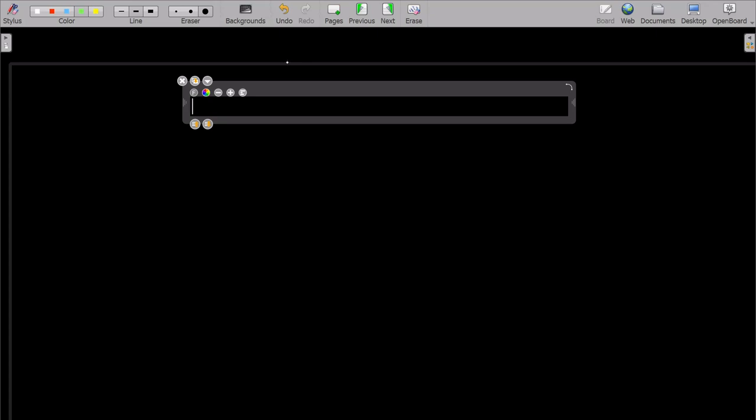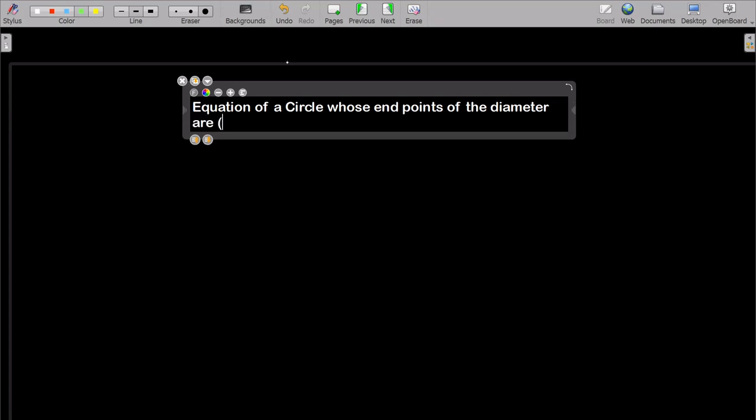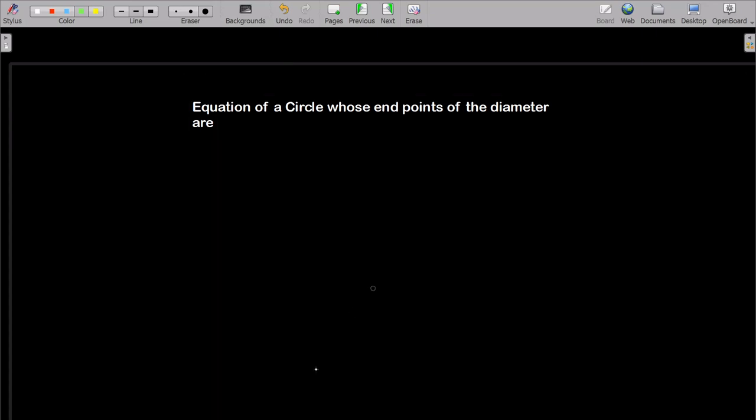So we have to write the equation of a circle whose endpoints of the diameter are negative 4 comma 8 and 2 comma negative 4. That's the question. So this means, Anika, this means what?